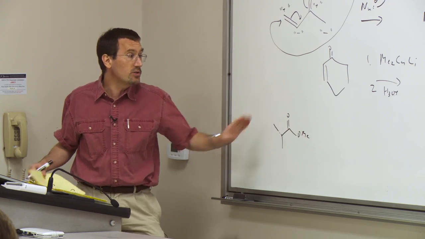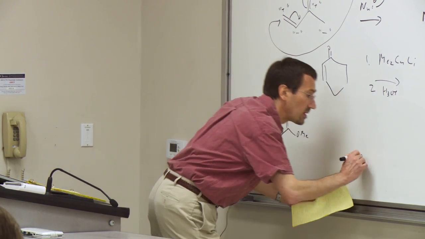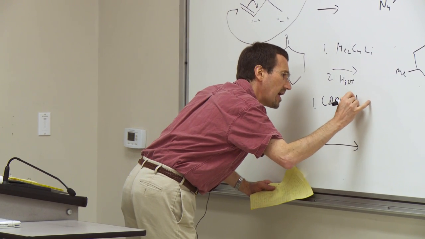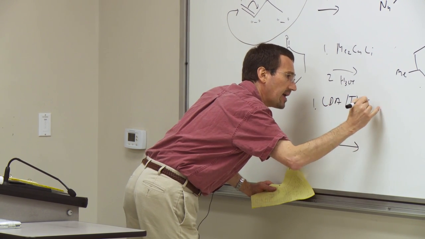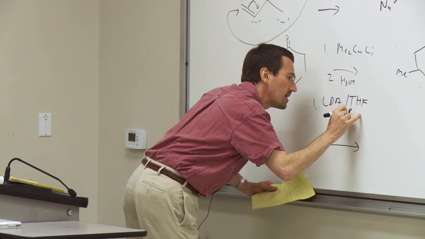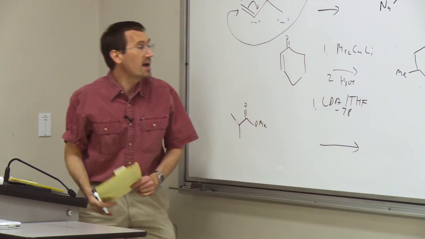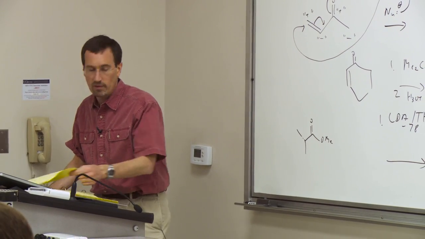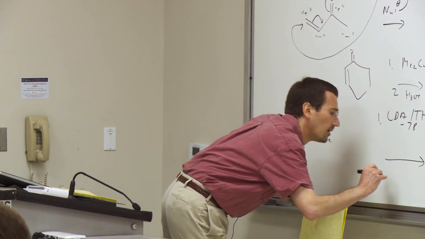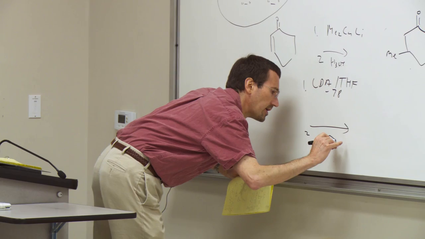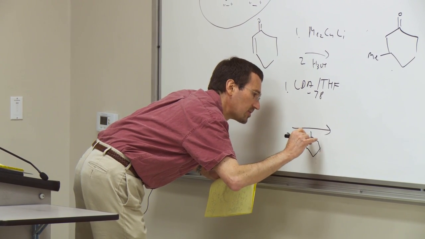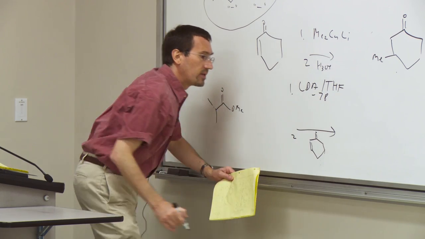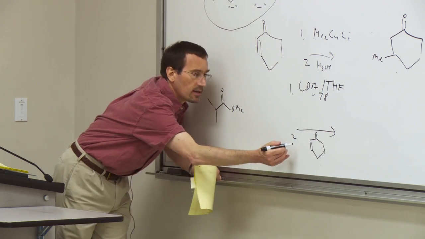You go ahead, you take an ester enolate. I love to generate ester enolates with LDA and THF at negative 78 degrees. And now, if we add this same electrophile, this cyclohexenone electrophile, and I'll draw it under the arrow. It's a little bit small for those of you in back. That's just cyclohexenone that I've drawn over here.